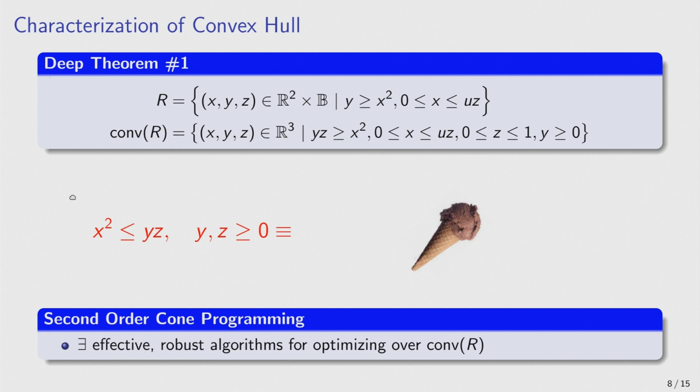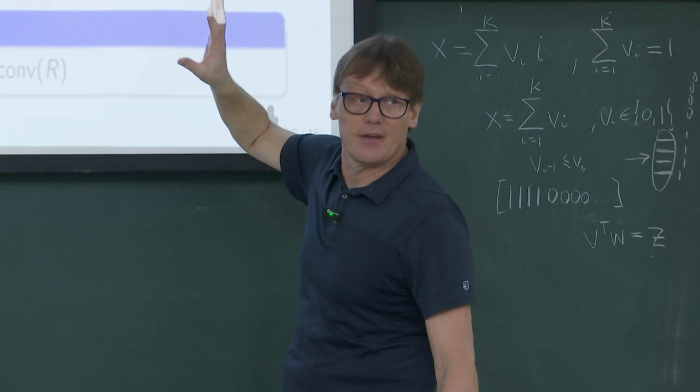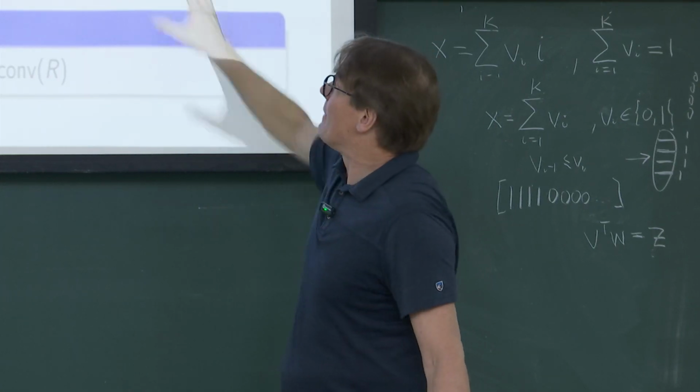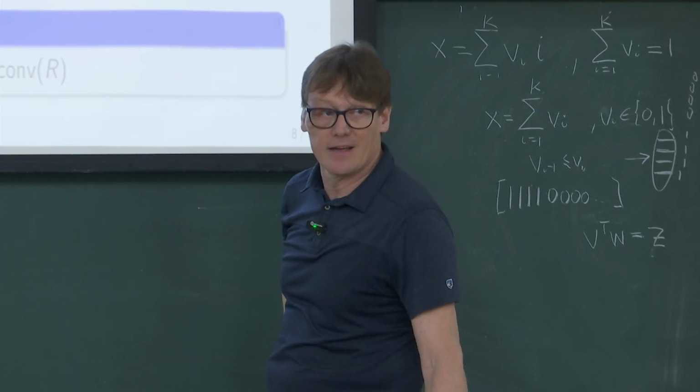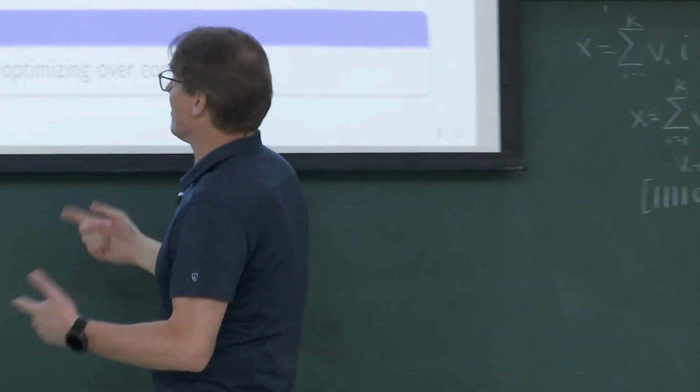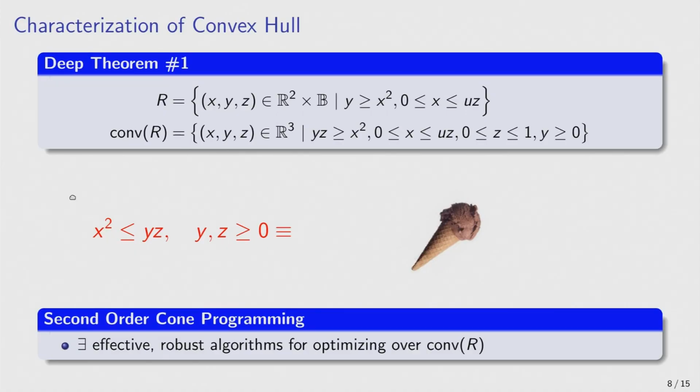So what did we do? We started off with the definition of the mixed integer set, and we wrote down the convex hull, and then realized that this convex hull is in fact a second order cone, and there are efficient interior point solvers for solving optimization problems over convex cones. So I can now solve problems over the convex hull.